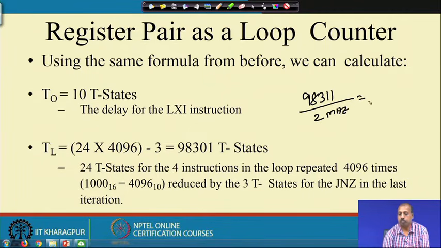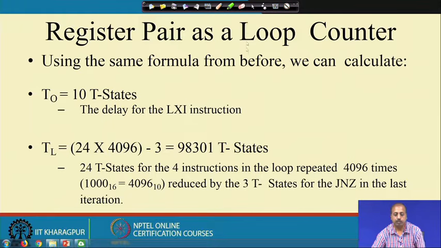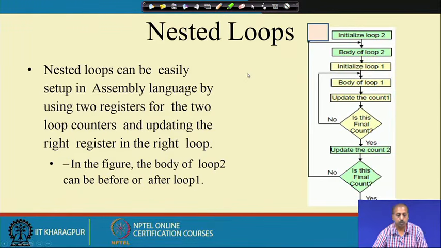So, that way it is 49, then 155.5 microsecond. So, this is the delay that will be produced by the previous example. Now, if we want to produce more delay, sometimes this is not sufficient. So, we want to put in a nested loop and get the delay value increased. So, how do we do this?